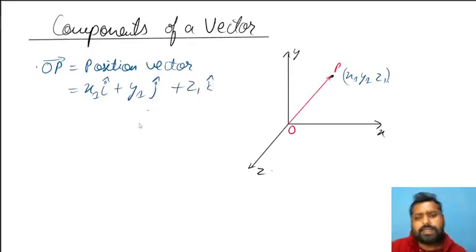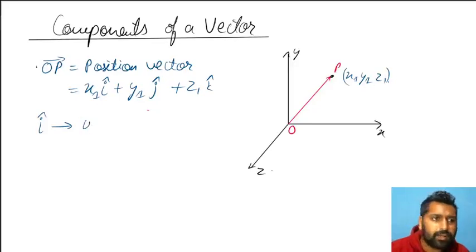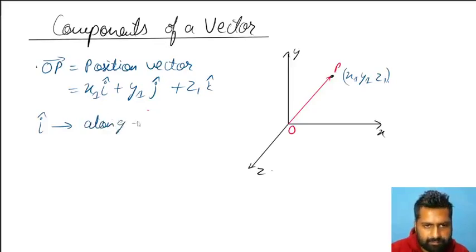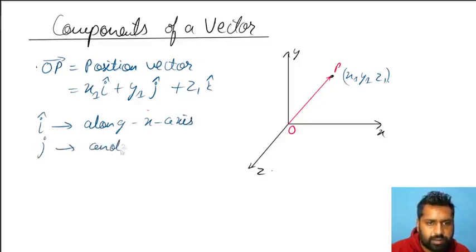First of all, there is a cap, so you know this is a unit vector. So what is i cap? I cap basically means unit vector along x-axis, but for our interpretation, we'll understand this: it represents that this much length you have to cover along x-axis. J represents this much you have to cover along y-axis, and k cap.